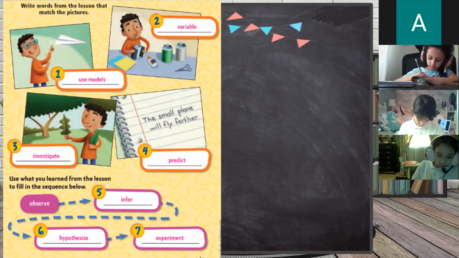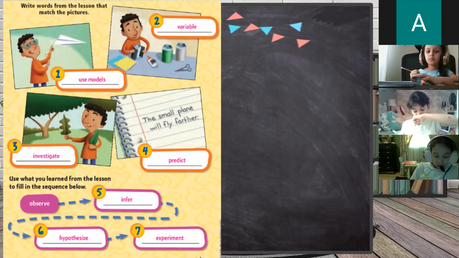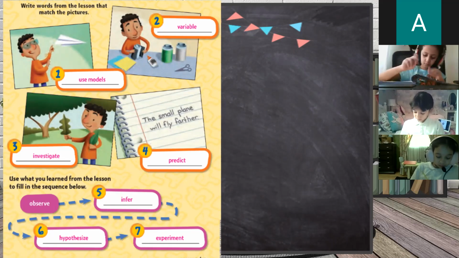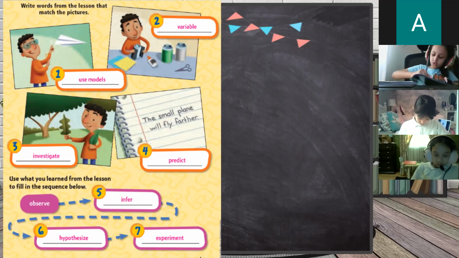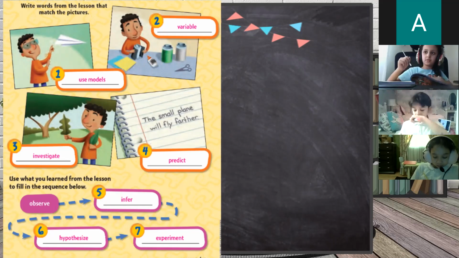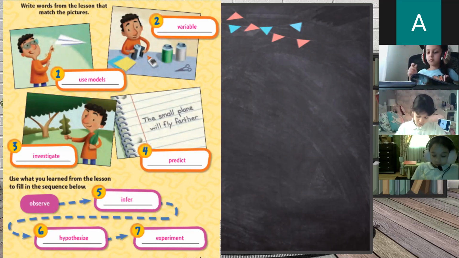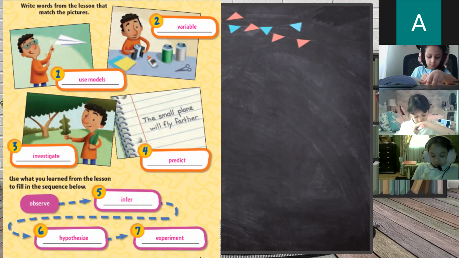Then number three describes someone investigating. He's investigating these leaves. He's comparing, asking himself about it, and a lot more. Now, number four, the statement tells you this is a prediction. He is predicting the small plane will fly farther. His prediction can be true or false. He will test it and see if it's true, because you can try it to have evidence. Then observe. After you observe, you infer. Infer is something you say based on information you already know, like the colors.